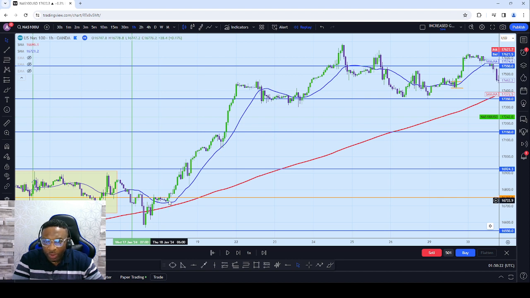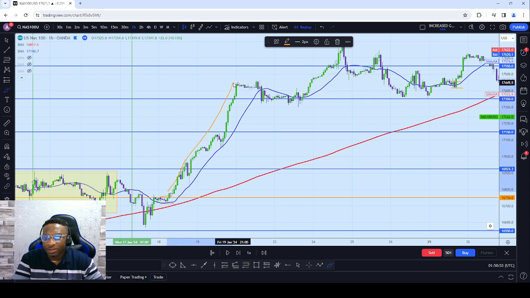Or we could use what is called the clearing bar. This bar here is clearing all these small candles that were printed here. So we could enter on this candle, this clearing bar here, for the move up, and then our stop loss right below it. So we could have entered this trade here, stop loss right here, and then the rest, as we can see, a lot of pips there, a lot of pips.